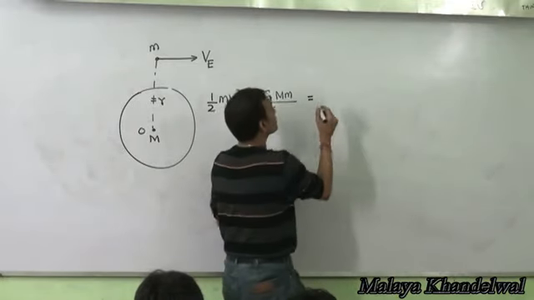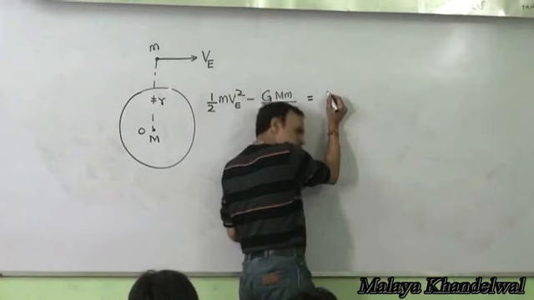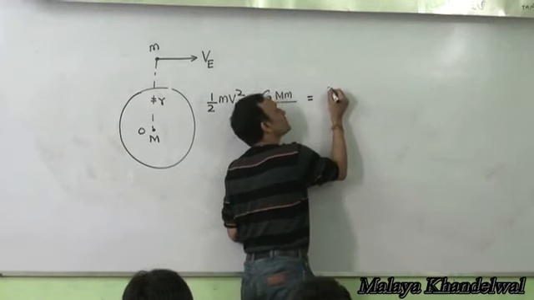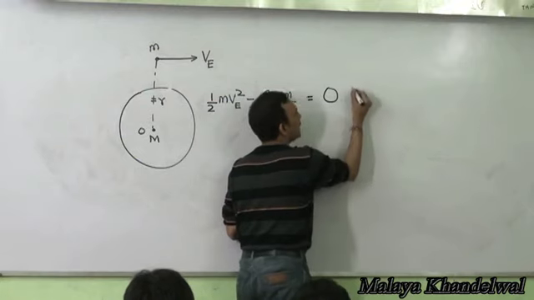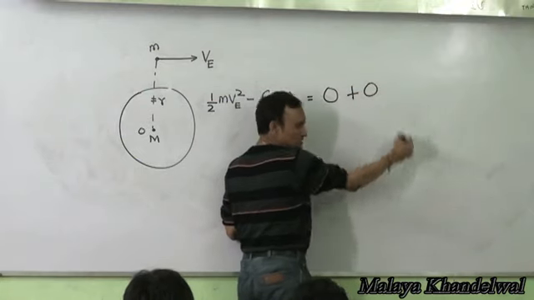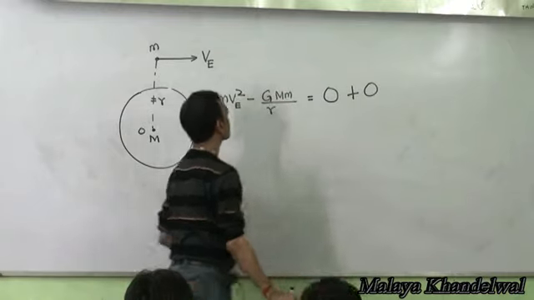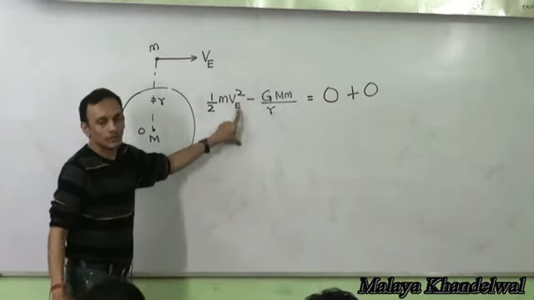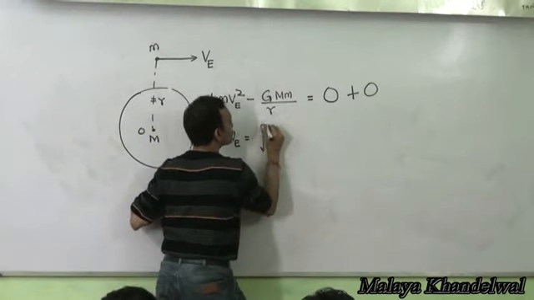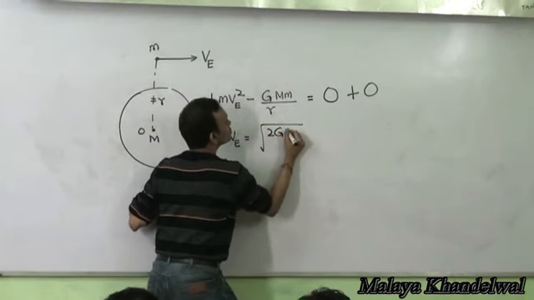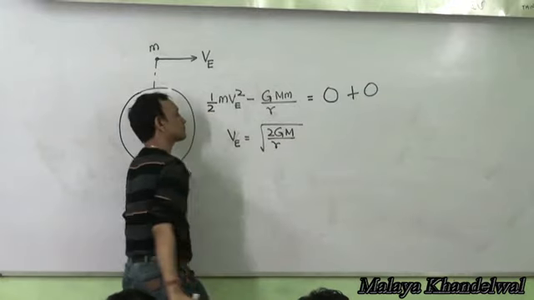Because it's a conservative field. So at infinity, we are saying that it just about is able to reach infinity. That means its kinetic energy is zero, right? And its potential energy anyway is zero. So now we have a velocity VE, which is root 2GM by r.